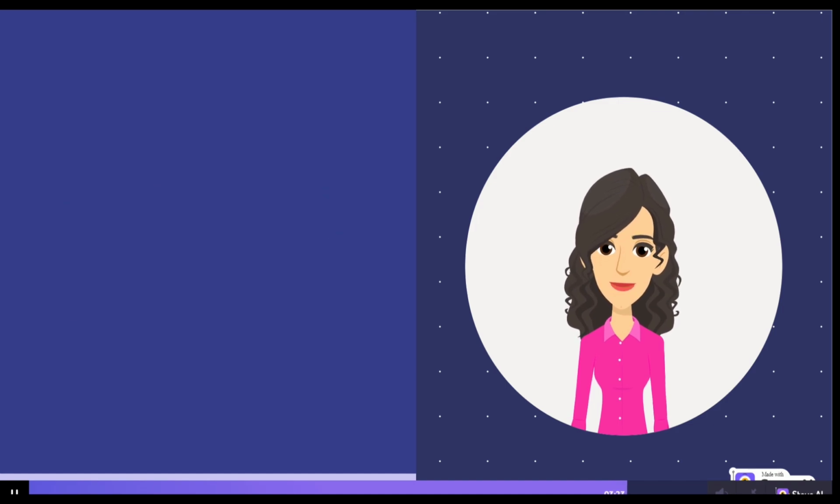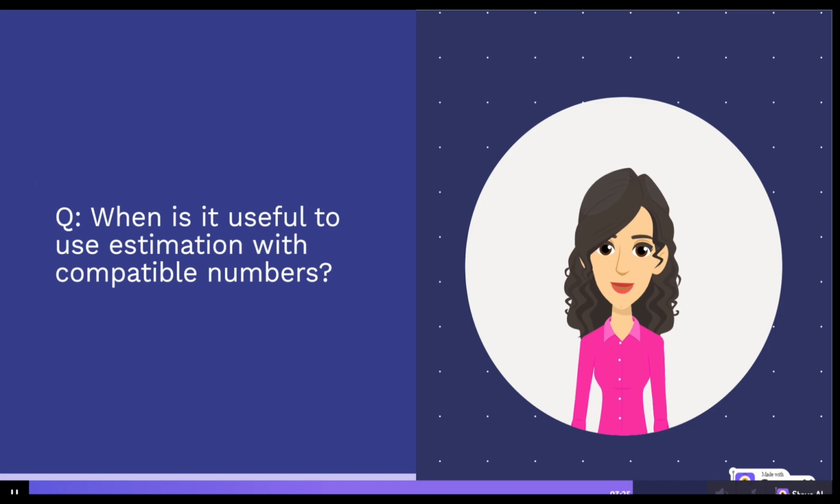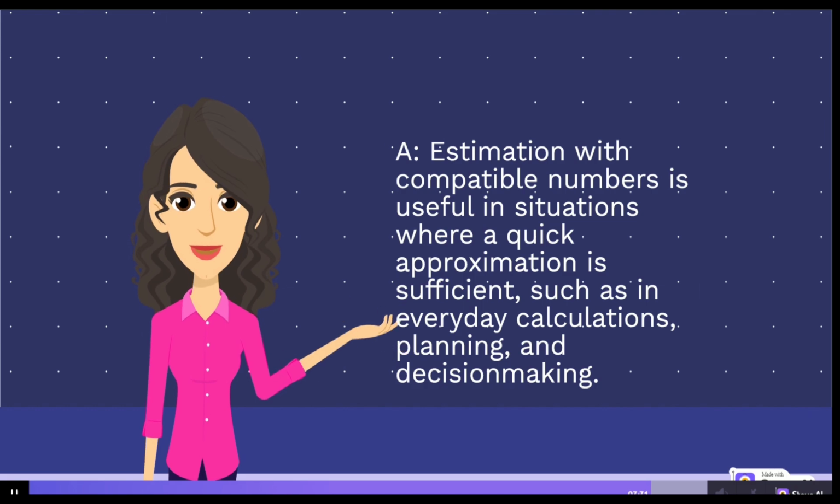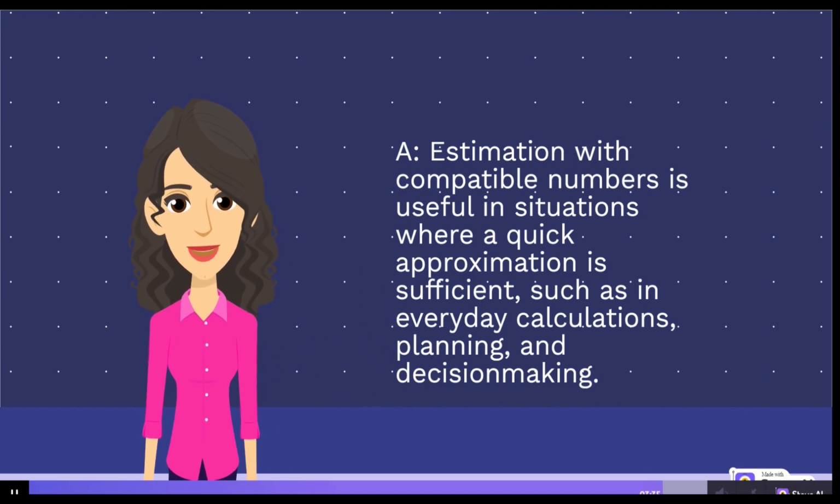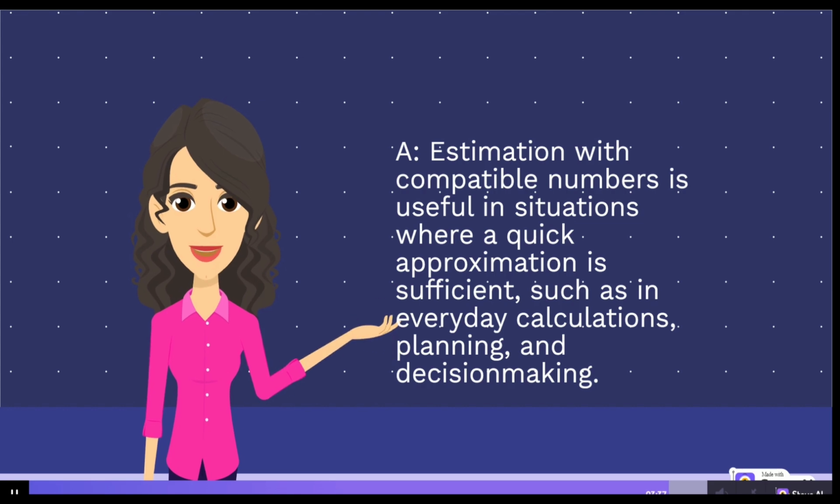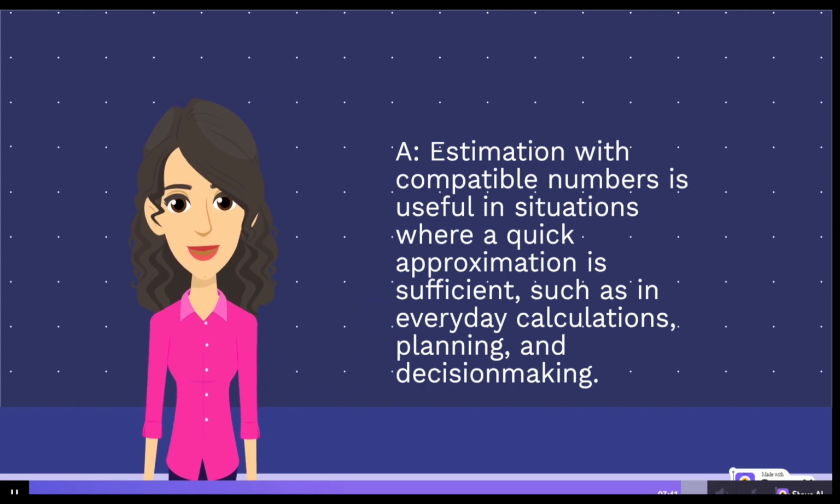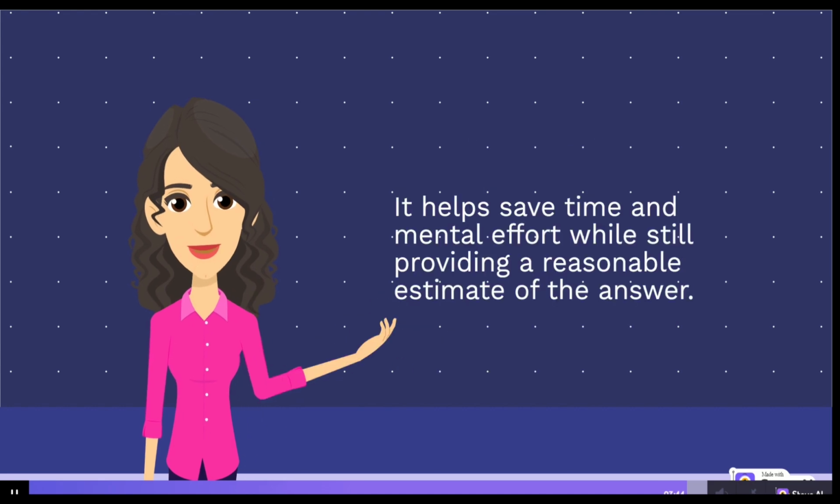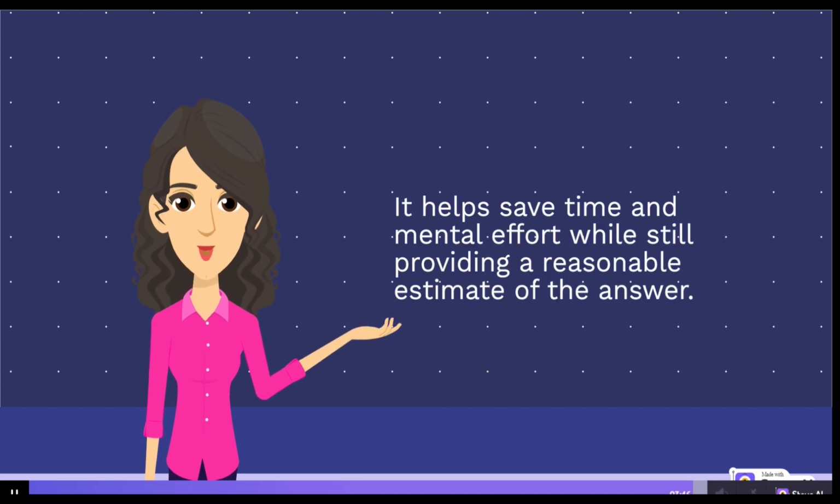Q. When is it useful to use estimation with compatible numbers? A. Estimation with compatible numbers is useful in situations where a quick approximation is sufficient, such as in everyday calculations, planning, and decision-making. It helps save time and mental effort while still providing a reasonable estimate of the answer.